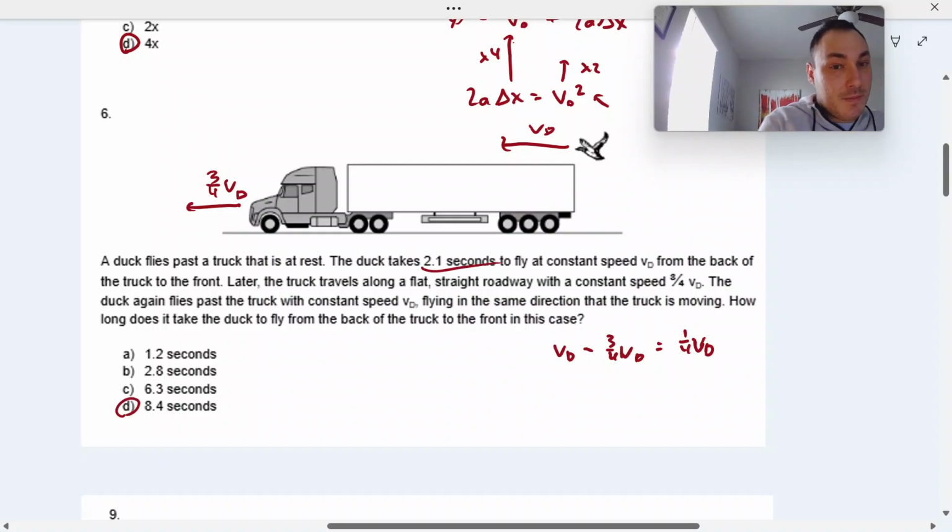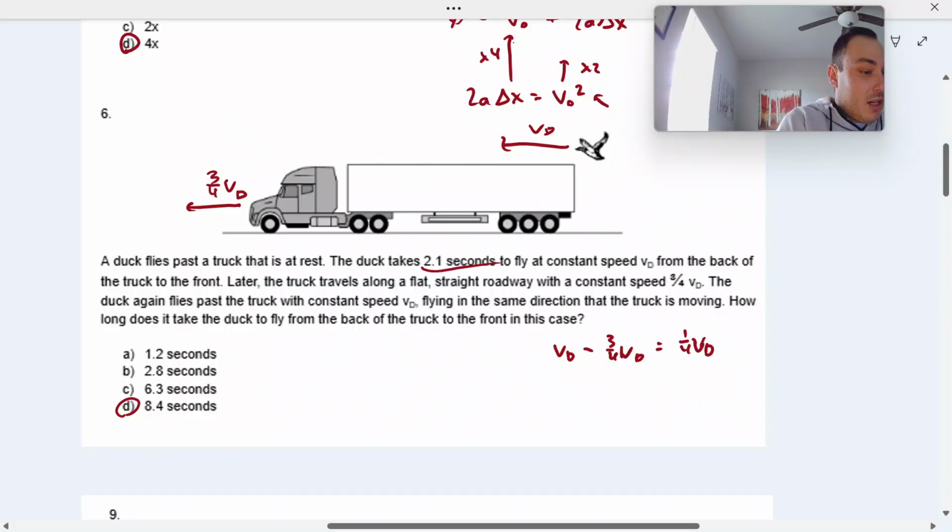8.4 seconds. Again, relative velocity gets a little bit confusing if you're not careful with what you're defining with respect to. But let me put this another way. When the duck flew across the truck not moving, it took 2.1 seconds. Now that the truck is moving as well, the duck is going to take longer to get past the truck because the truck is also moving forward along with the duck. So the question is how much longer?